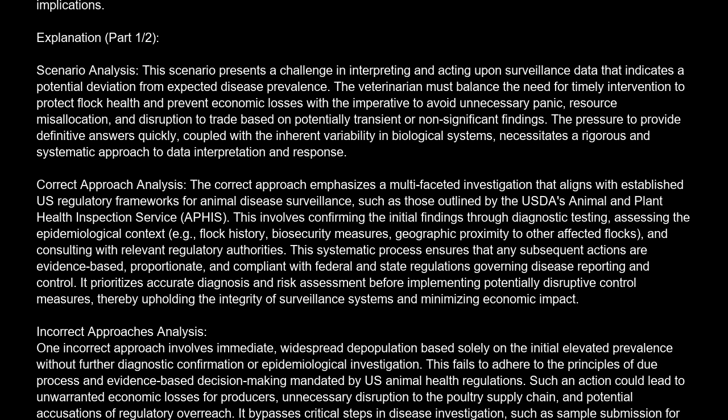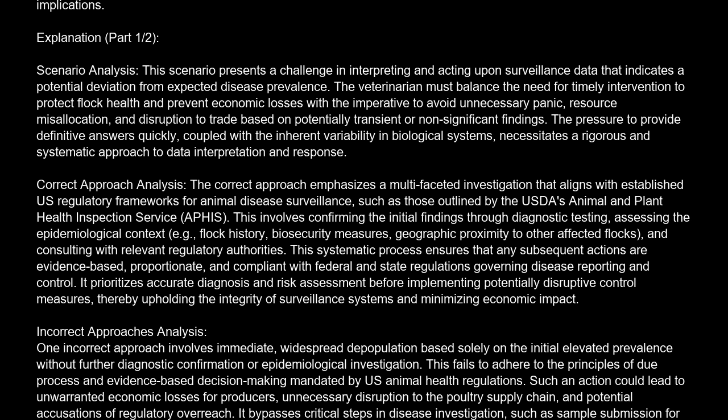This systematic process ensures that any subsequent actions are evidence-based, proportionate, and compliant with federal and state regulations governing disease reporting and control. It prioritizes accurate diagnosis and risk assessment before implementing potentially disruptive control measures, thereby upholding the integrity of surveillance systems and minimizing economic impact.